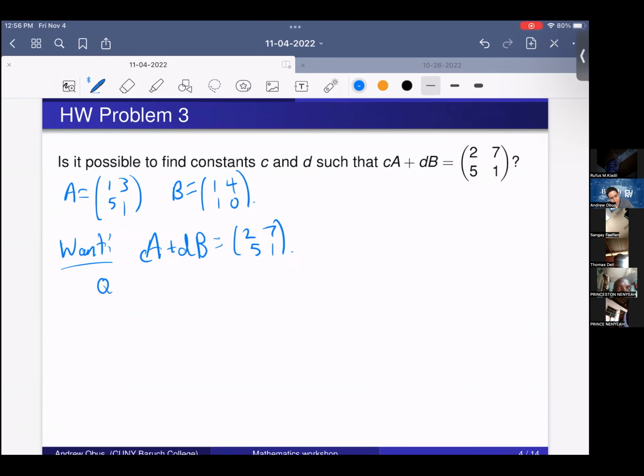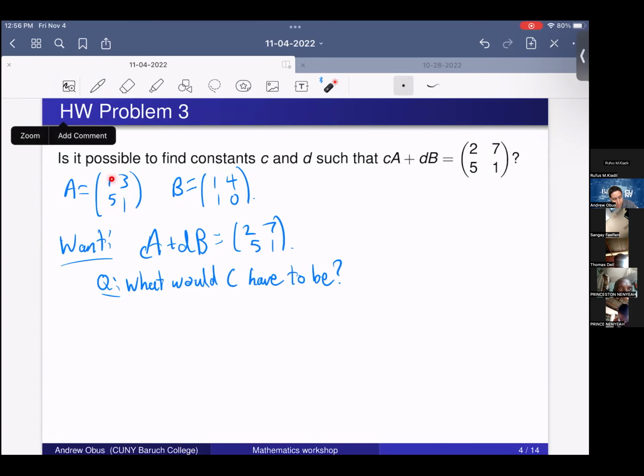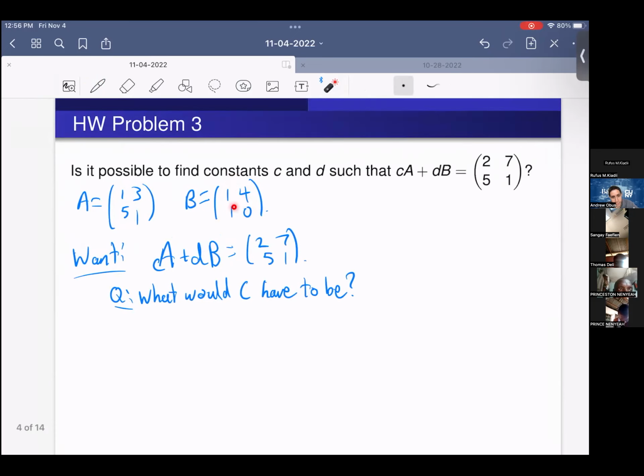So the first question is, what would C have to be? And my hint is, look at the fourth entry. So if we want to take some multiple of A and add it to some multiple of B and end up with this matrix over here, then what would we need as the coefficient on A here?